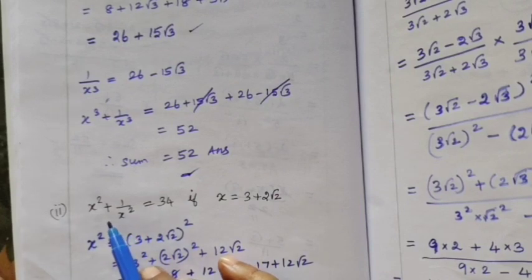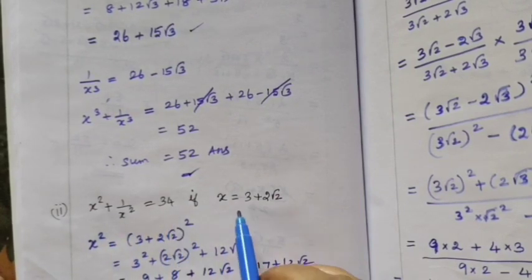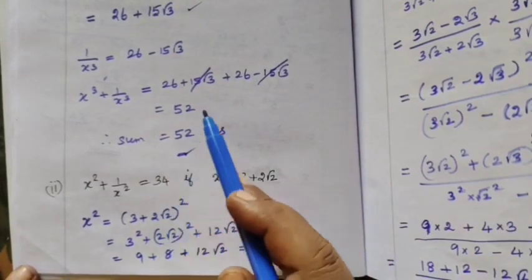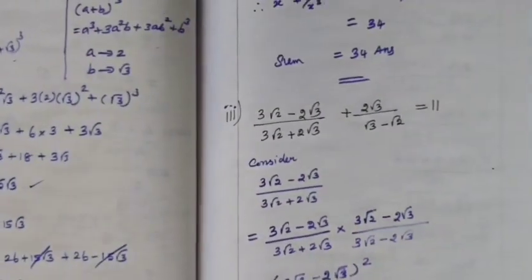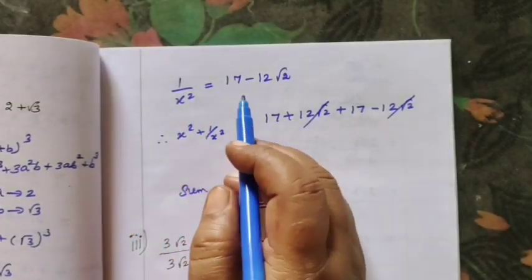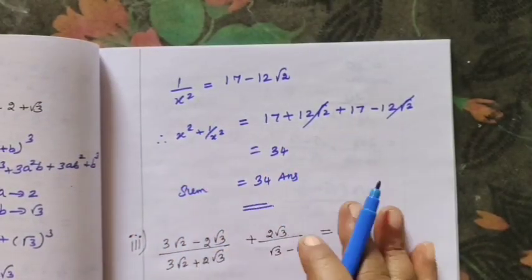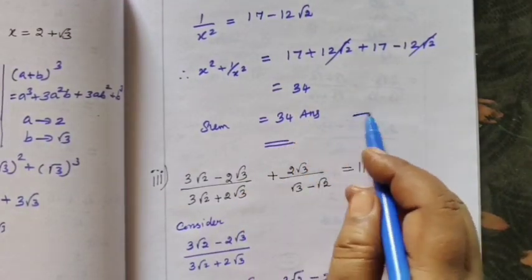Now next, x squared plus 1 by x squared. You want to prove it as 34 if x equal to this. Same step, use the formula, getting 17 plus 12 root 2. Now 1 by x squared means just a conjugate of this. Now cancel and get 34.